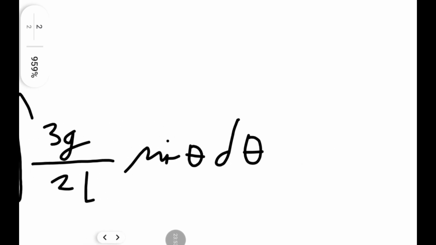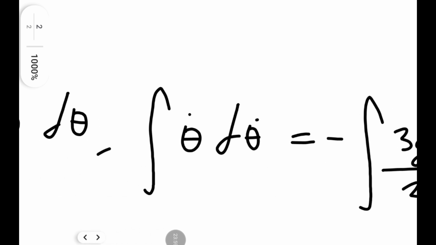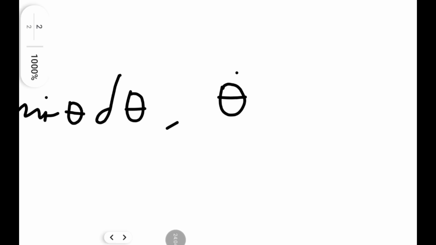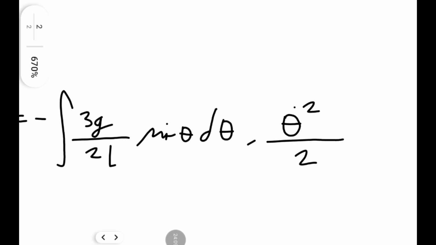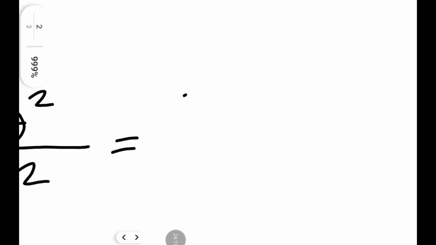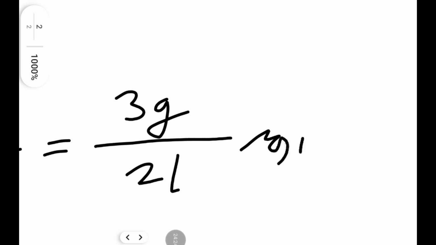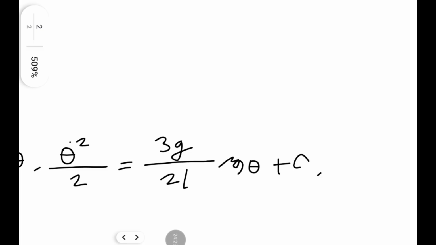When it comes down to integrating, we know the integral of theta dash is just going to be theta dash squared over 2. And then for the other one, the integral is going to be cosine. So it's going to be equal to 3g over 2l cosine of theta, and then plus the integration constant. So we've integrated it in this format now.